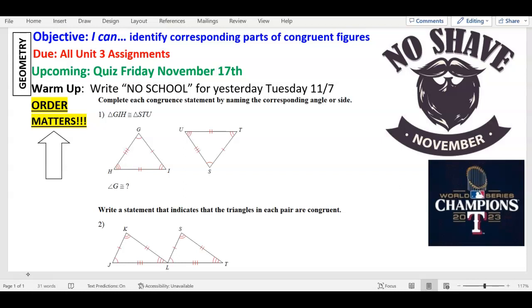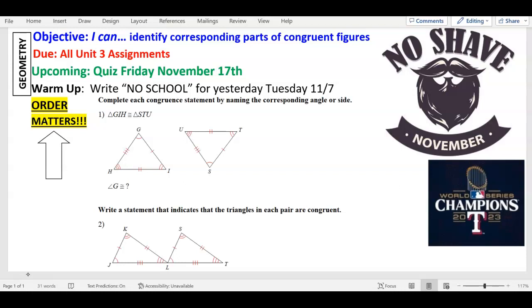Now, look, today is not Tuesday, so if you're writing the warm-up on the second one, you should have put no school, because yesterday, no school, right? So you're going to have your next quiz on Friday, but not this Friday. Next Friday, okay? The one thing we talked about on Monday that's very important, is everyone looking? Okay. Order matters when we're doing congruent stuff, okay? So whenever you have a statement, the first one matches with the first one, second with the second, third with the third. That stuff's very important.